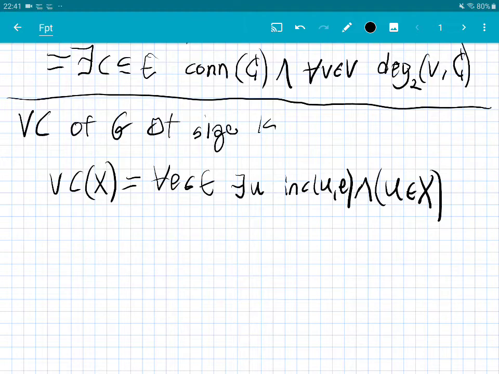So we need to put down a formula that says the vertex cover is of size K, and it's not hard to write a formula that says something is of size K.